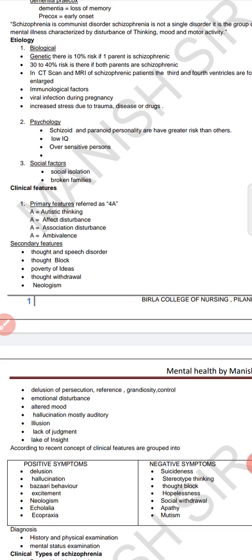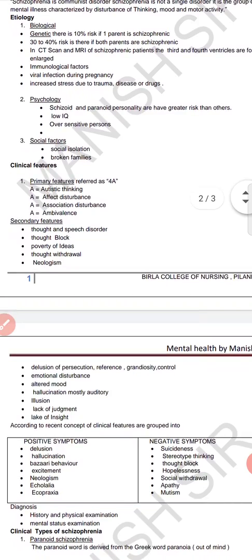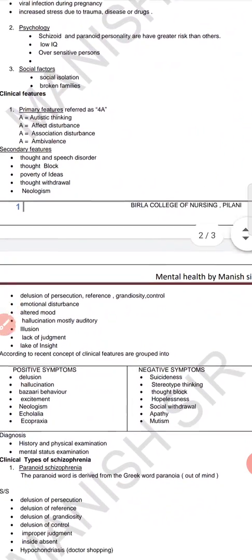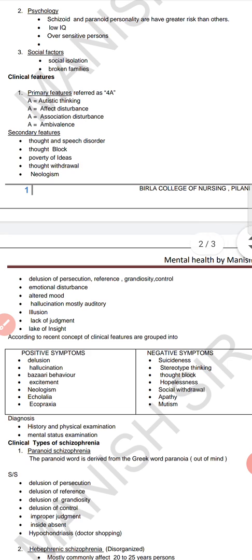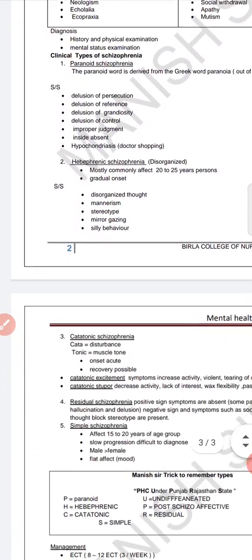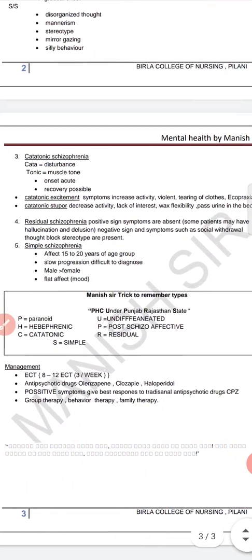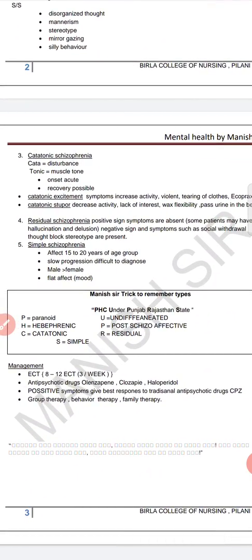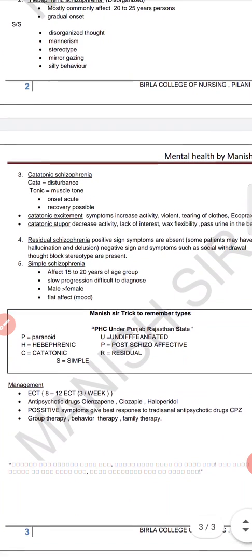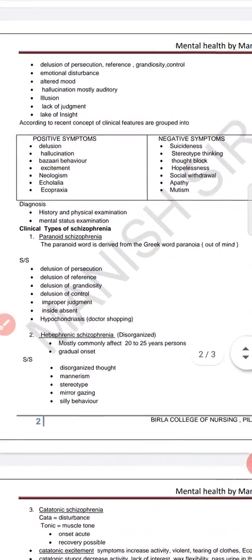How can we diagnose schizophrenia? We can diagnose schizophrenia by history and physical examination. We can also perform a mental status examination to diagnose schizophrenia. Now we are discussing the types of schizophrenia. As you have seen in your notes, here we are using a trick to remember all these: PHC under Punjab Rajasthan state, which helps to memorize them.